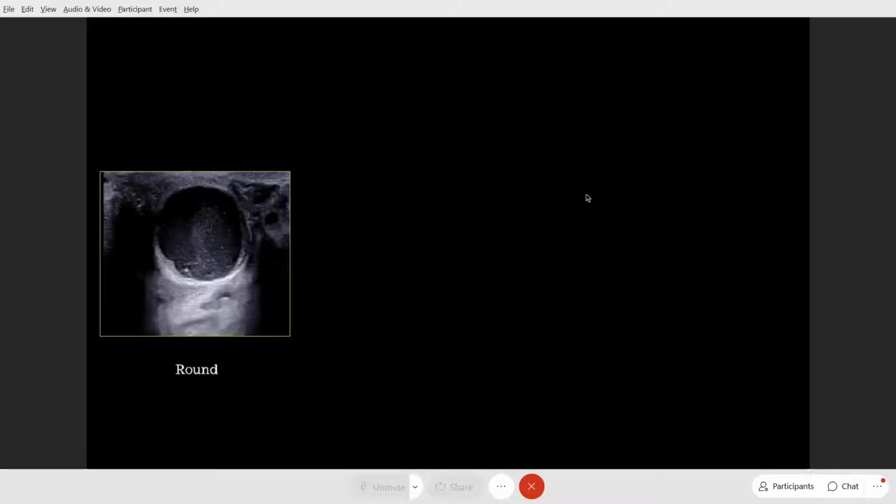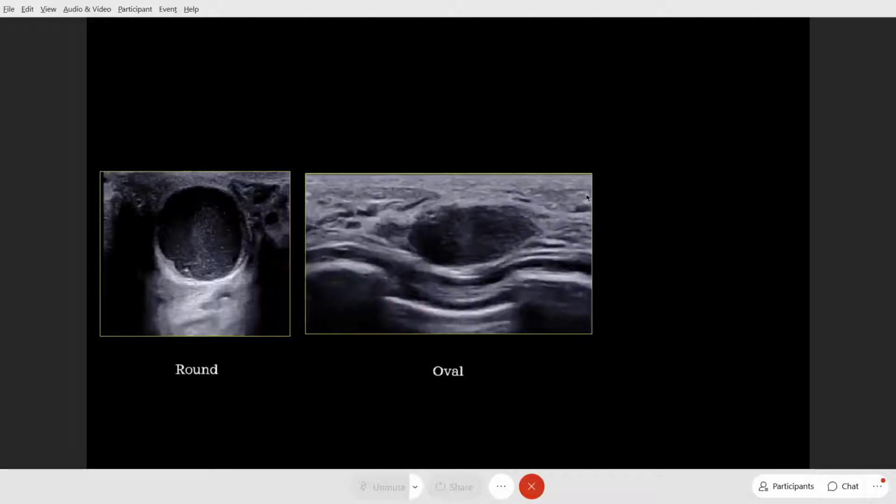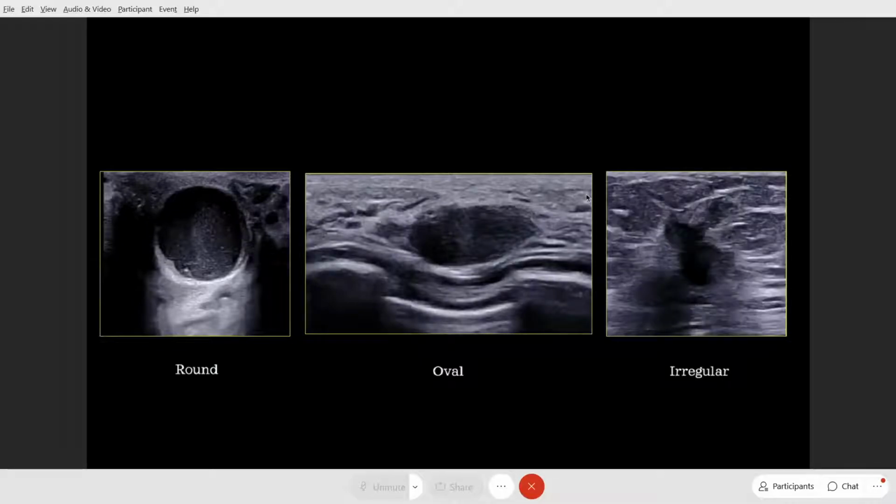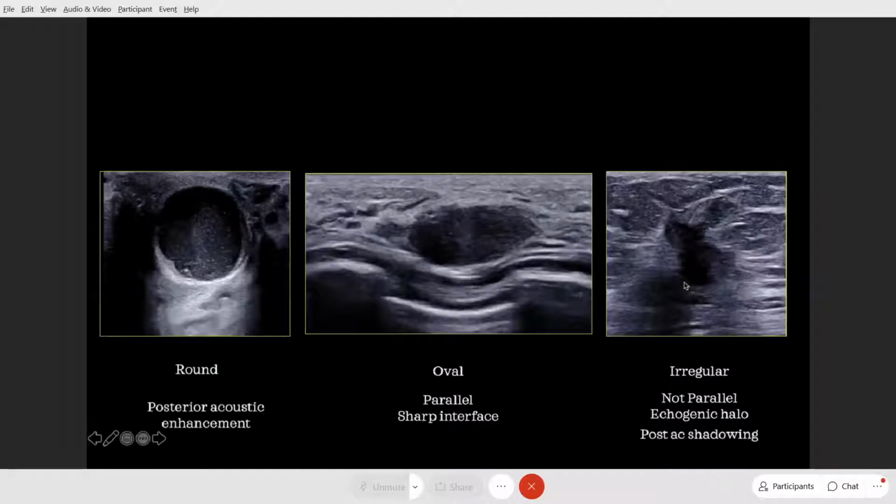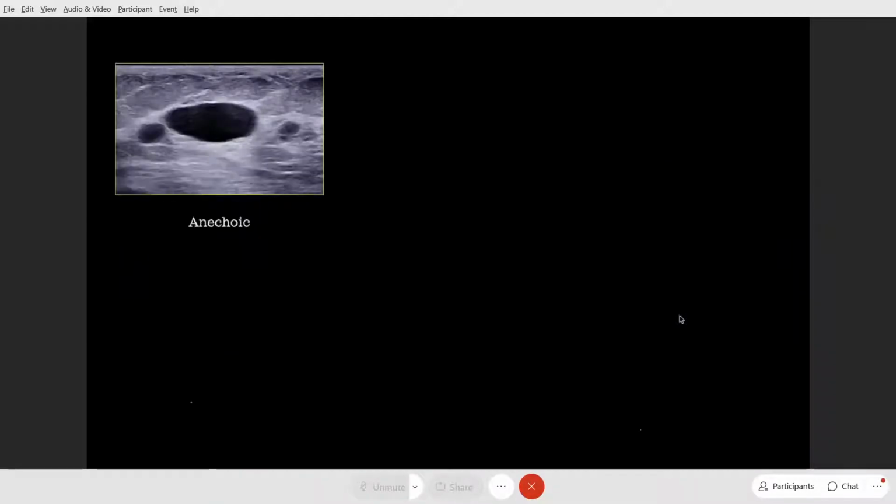This is the shape. The shape can be either round or oval. When you don't have a round or an oval shape, you call them irregular. In this case, you can also see this lesion is parallelly oriented with a sharp interface, and this lesion is not parallel and has an echogenic halo, which is more suspicious for malignancy. Again, you can see posterior acoustic enhancement, and in this case, posterior acoustic shadowing.